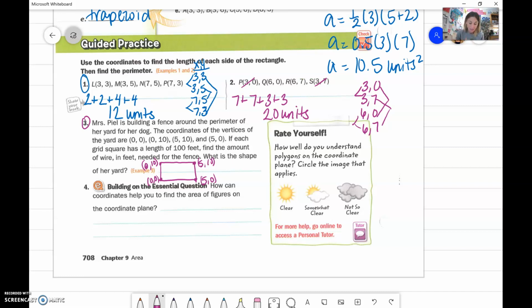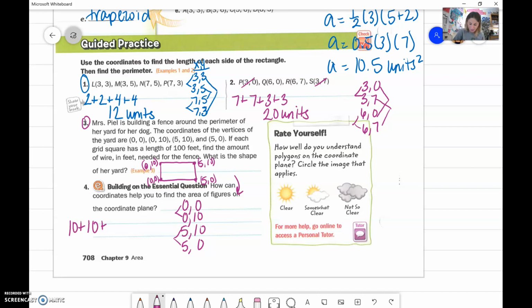So now we need to find the distance around. I'm going to list these out, and again, if we need to use this room, that's totally fine. So I'm going to bring it down here. I'm going to write 0, 0, 0, 10, 5, 10, and 5, 0. Now I'm going to take a look at my x coordinates and subtract my y. I have 0 and 0 right here, so I'm going to subtract my y. 10 minus 0 is 10. I have 5 and 5. Notice that when I take my y coordinates, I get 10 when I find the difference.